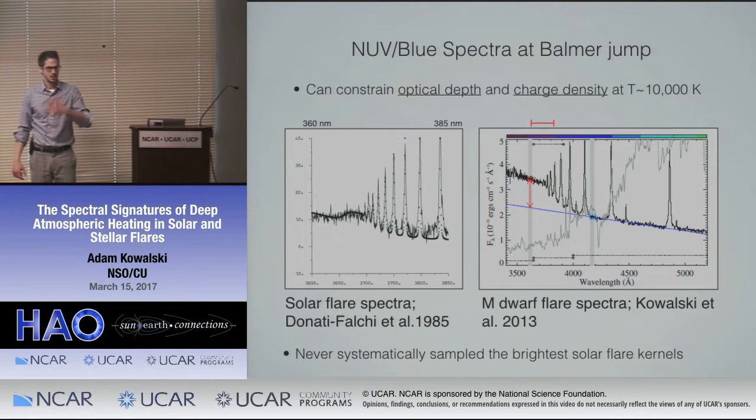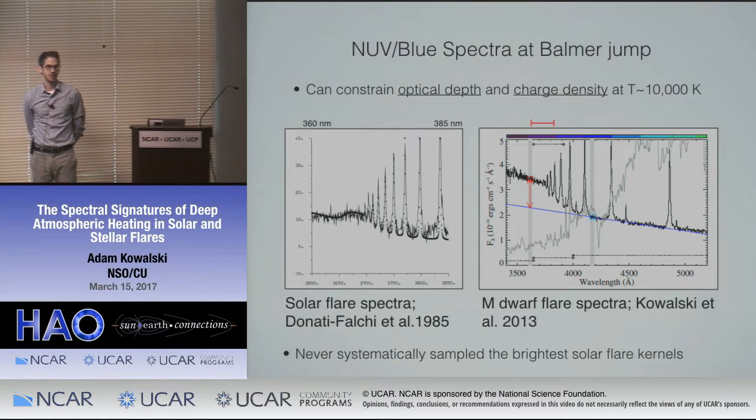Yes? The active region chromosphere doesn't have significant optical depth in the Balmer continuum? That's what we can figure out with these spectra. Well, I'm saying the quiet. Oh, the quiet. Well, not no, quiet, it's very optically thin. Yeah. And so you get a tremendous enhancement of the Balmer continuum compared to the continuum modeled as the blue curve there.